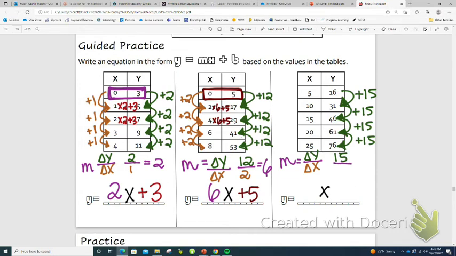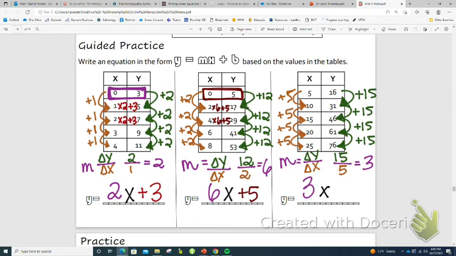Our x is changing. Well, let's see. From 5 to 10 is plus 5. From 10 to 15 is plus 5. 15 to 20, plus 5. And 20 to 25, plus 5. So the x is changing by 5. And we can simplify that because 15 divided by 5 equals 3. So y equals 3x. But that's not all.